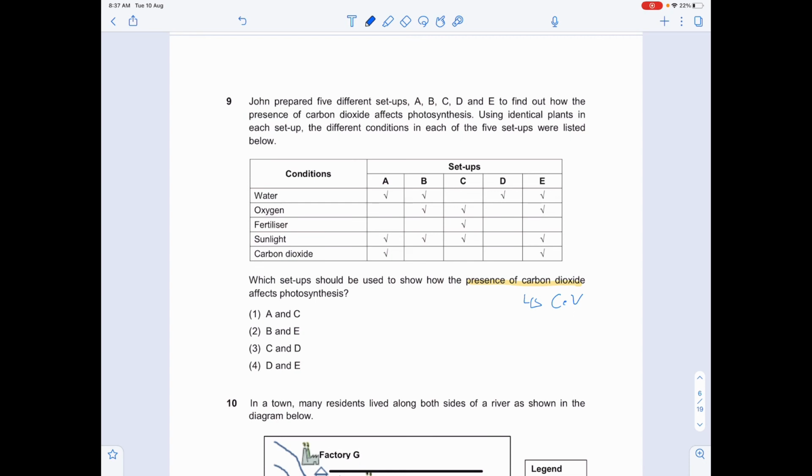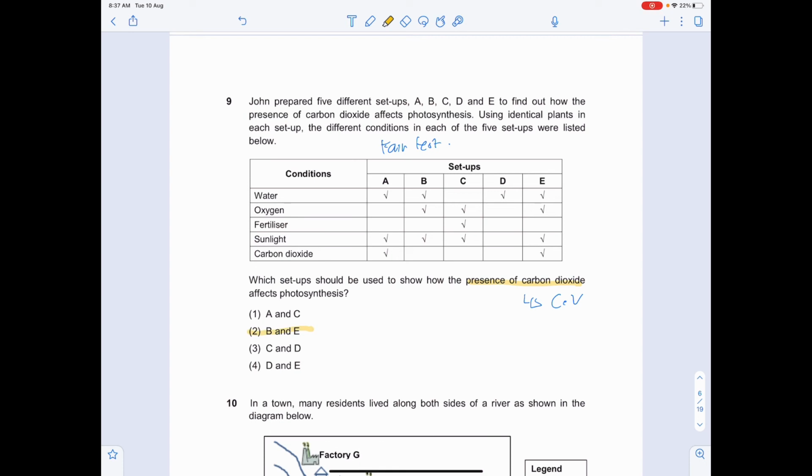Now, in this question, it is actually a fair test question when you think about it. In fair test questions, there can only be one change variable, and I just want to stress again, there can only be one. The change variable in this case is whether or not carbon dioxide is present. Other than that, everything else needs to be the same. So therefore, the answer should be number 2.